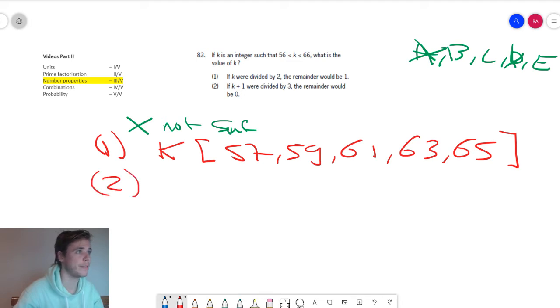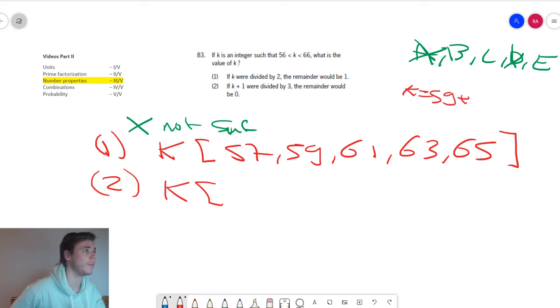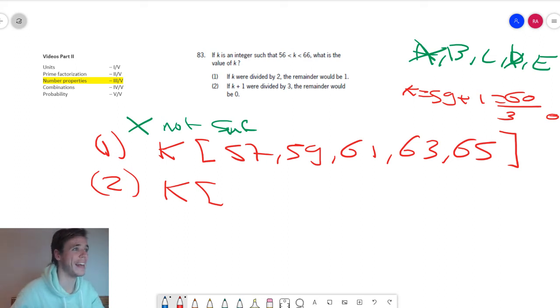Second statement is, if k plus 1 were divided by 3, the remainder would be 0. So that's the case for all the numbers which are 1 less than the table of 3. So if the number k is 59, k plus 1 will be 60, and 60 you can divide by 3 where you get a remainder of 0. So all the numbers 1 less than the table of 3.